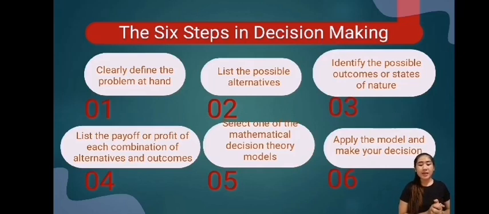So the first is clearly define the problem at hand. Next, list the possible alternatives. Next, identify the possible outcomes or states of nature. Next is list the payoff or profit of each combination of alternatives and outcomes. Then, select one of the mathematical decision theory models. And lastly, apply the model and make your decision.